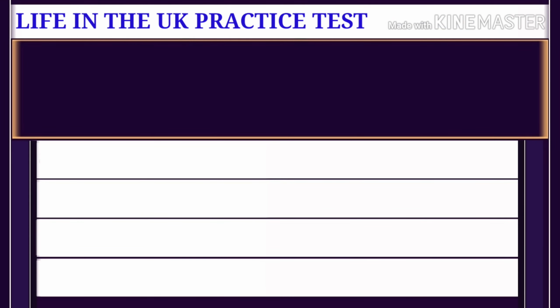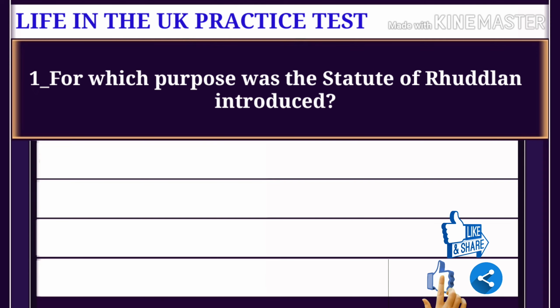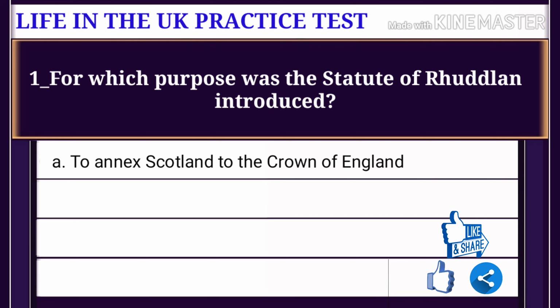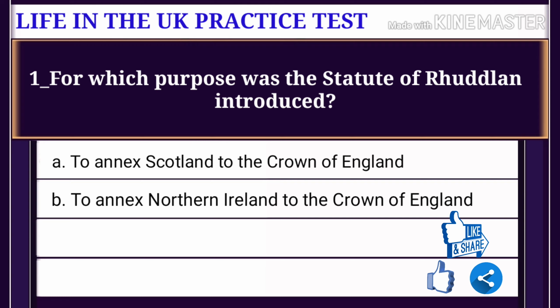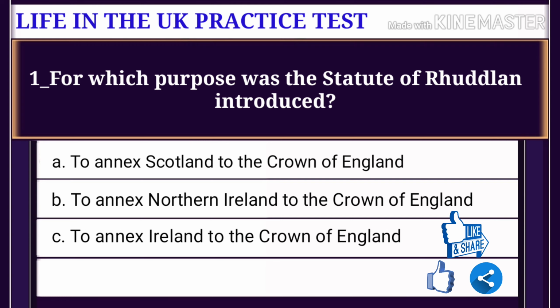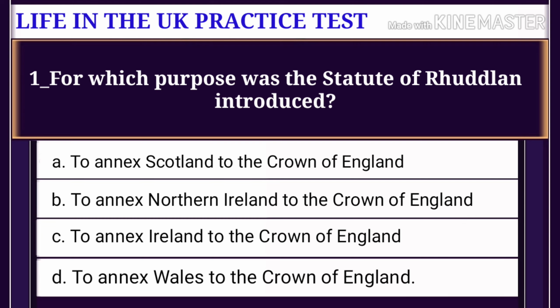Life in the UK practice test. Question 1 of 24. For which purpose was the Statute of Rhuddlan introduced? A. To annex Scotland to the Crown of England. B. To annex Northern Ireland to the Crown of England. C. To annex Ireland to the Crown of England. D. To annex Wales to the Crown of England.